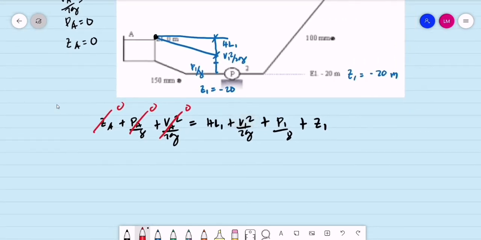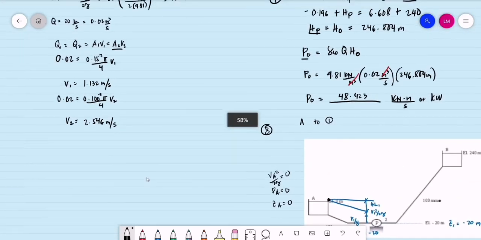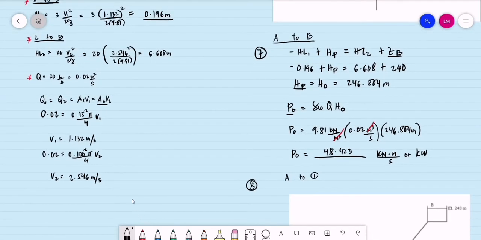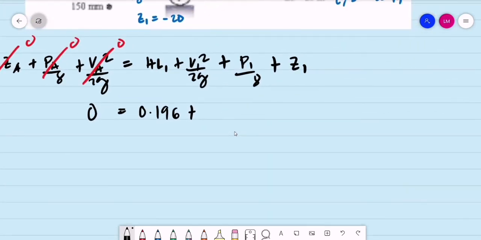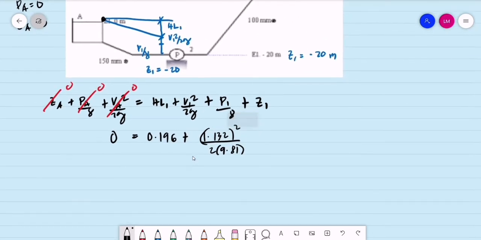Okay, then substitution. So, this is 0. Ano yung head loss number 1 kanina? Yun yung 0.196. Plus, ano yung V1 kanina? The velocity at 1. So, head loss number 1 is 0.196. V1 is 1.132. So, that is, we have 1.132 squared, divided by twice of 9.81. Yun yung velocity head at 1. Tapos, yung hinahanap natin ay pressure head, that is plus P1 over gamma, plus, ano yung elevation ni point 1? Ang elevation niya ay nasa negative 20.